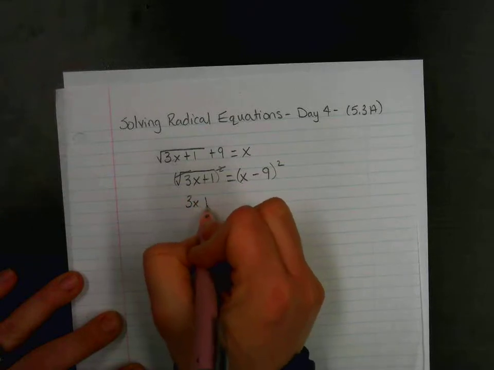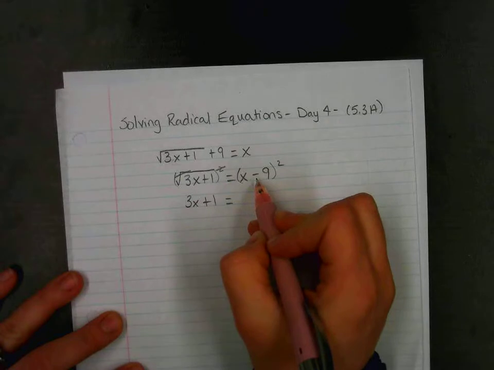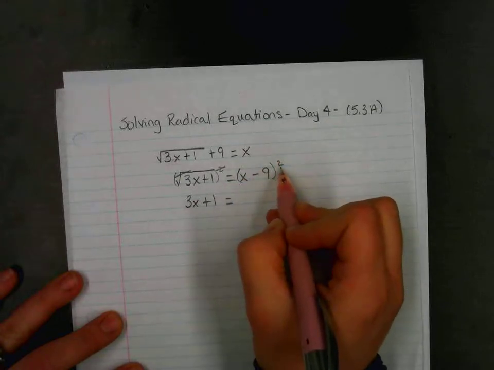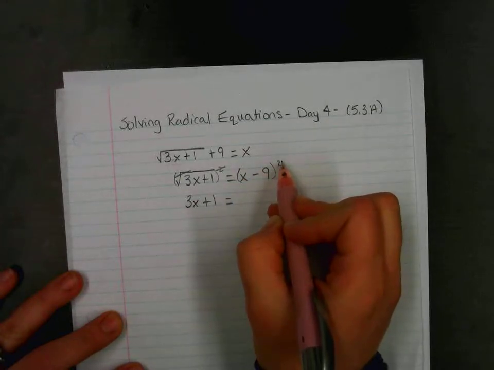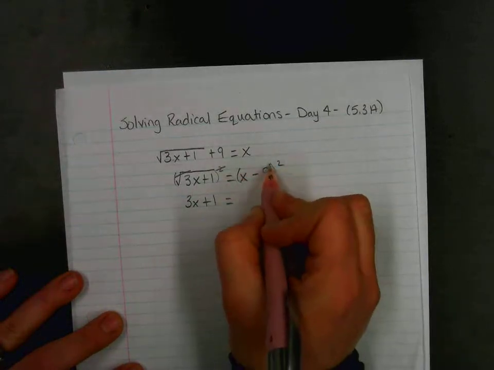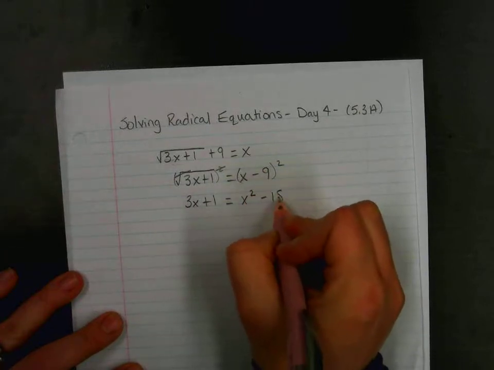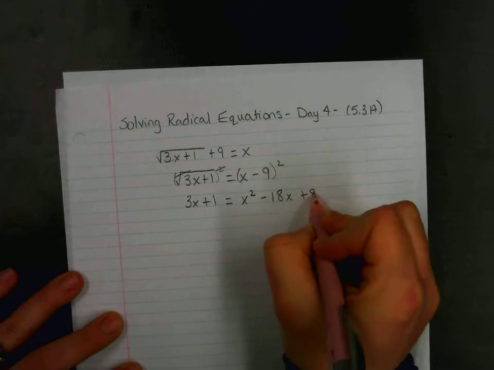And we're left with a 3x plus 1 on the left side. On the right side, because I end up squaring a binomial, I need to expand this using FOIL. Or, if you can remember, when we expand this, use our shortcut. So when I expand this, foiling it, I end up with an x squared minus 18x plus 81.